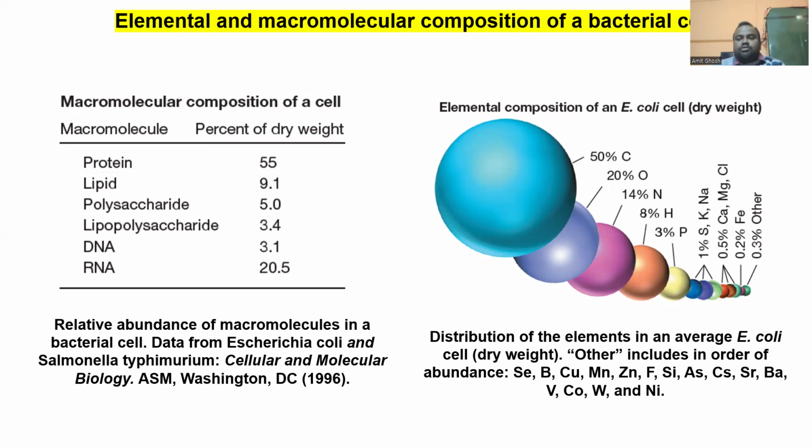And what is the elemental composition of E. coli cells? You can see this cartoon diagram where 50% is carbon, 20% oxygen, 14% nitrogen, 8% hydrogen, 3% phosphorus, and so on. This is the distribution of elements in an average E. coli cell, reflecting their dry weight. So here we can see the composition of E. coli bacterial cells in terms of elements.